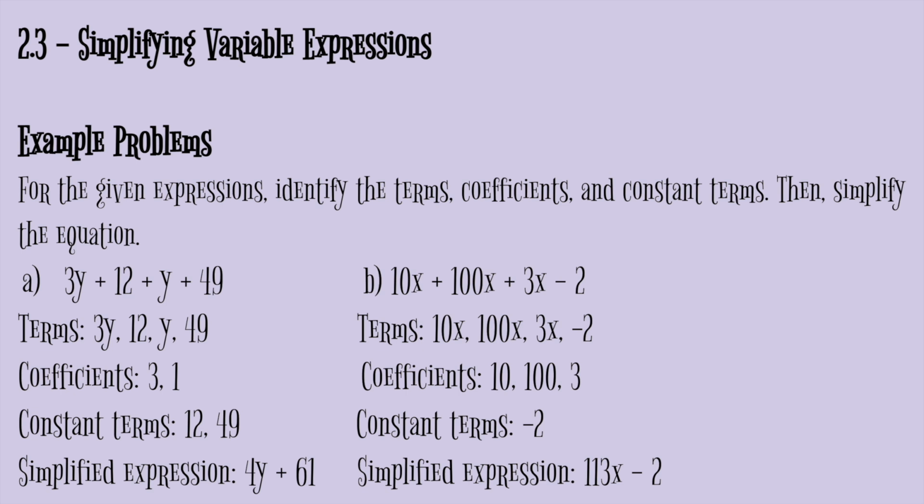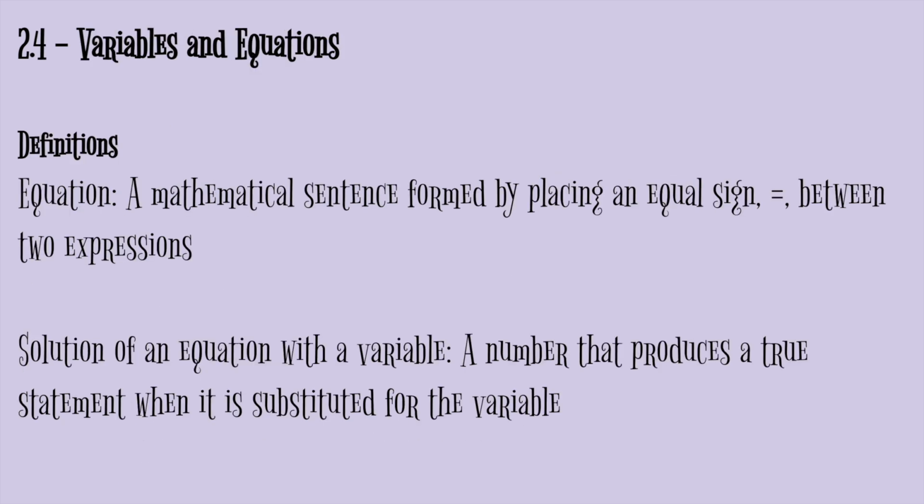The second expression is 10x plus 100x plus 3x minus 2. The terms are 10x, 100x, 3x, and negative 2, while the coefficients are 10, 100, and 3. The constant term is negative 2, and the simplified expression is 113x minus 2. Finally, on the last section, variables and equations.